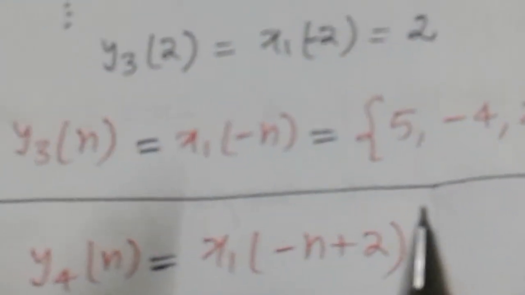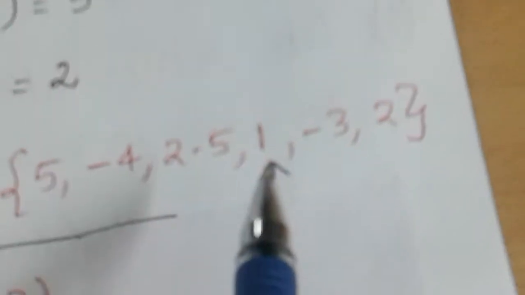So x1 of minus n is nothing but, we have to write the reverse of x1 of n. So this 5 will come this side and this 2 will come this side. Therefore, just write the reverse. Origin will be the same. So 5, minus 4, 2.5, 1, minus 3, 2. That is x1 of minus n. Next we will see x1 of minus n plus 2.